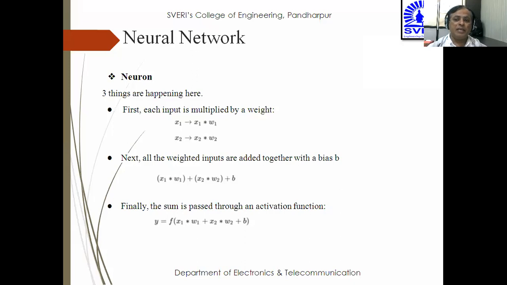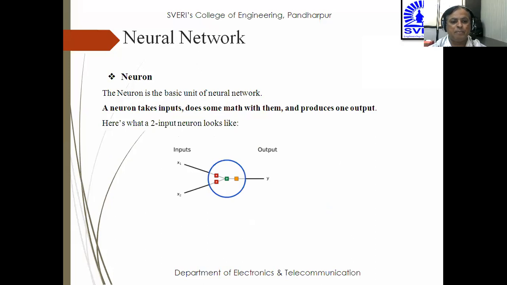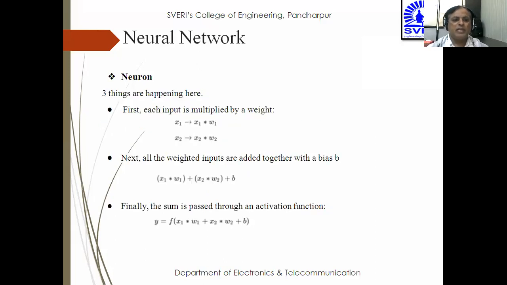So obviously, initially you can take some values of weight. So x1, that is one input, will be multiplied by the weight w1, and x2, when multiplied with the weight w2, we'll get x2 times w2. Now next, all these weighted inputs will be added together with a bias. So where will it happen? It will happen in that circle. You can see a blue circle there. So it will happen there.